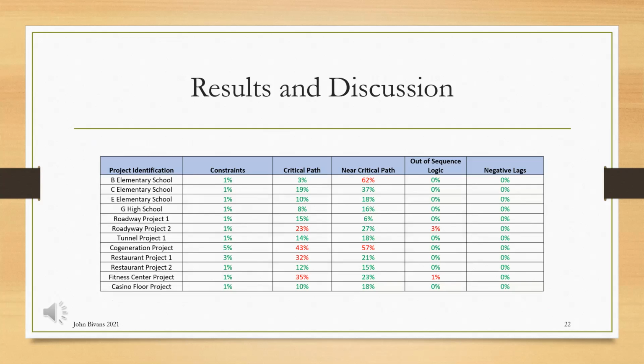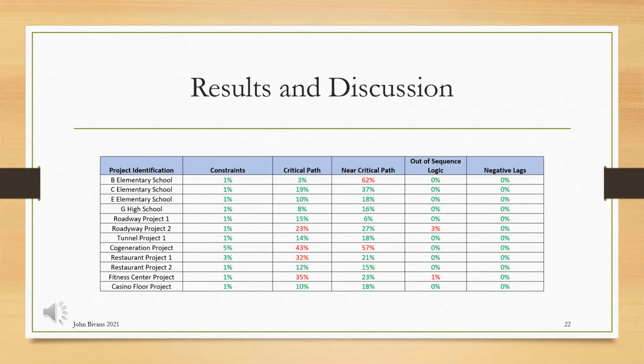Presented is a table of results based on the evaluations and the outline of metrics used in the evaluation. The first 5 metrics include constraints, critical path, near critical path, out of sequence logic, and negative lags. In reference to constraints, of the 12 schedules evaluated, 0 schedules had more than 5% of activities with constraints.